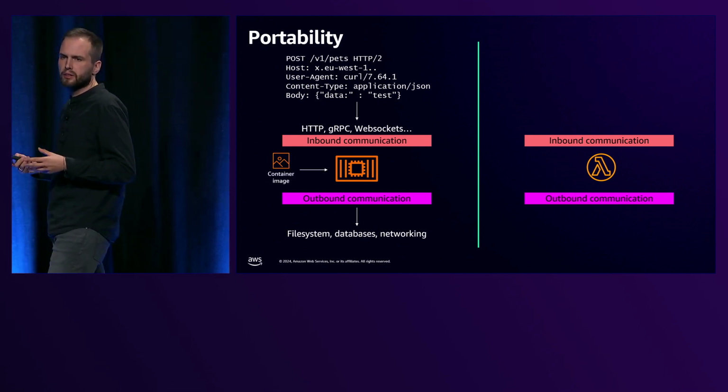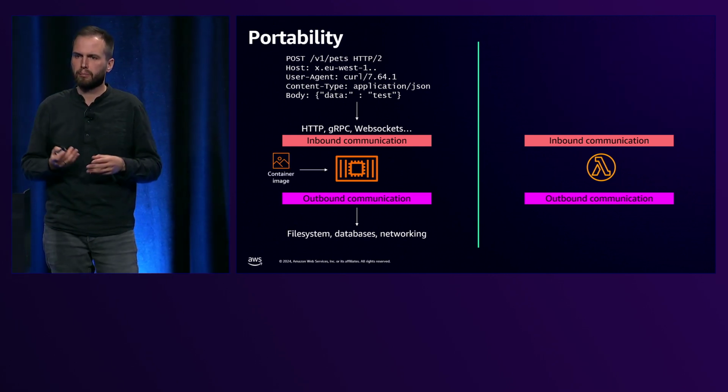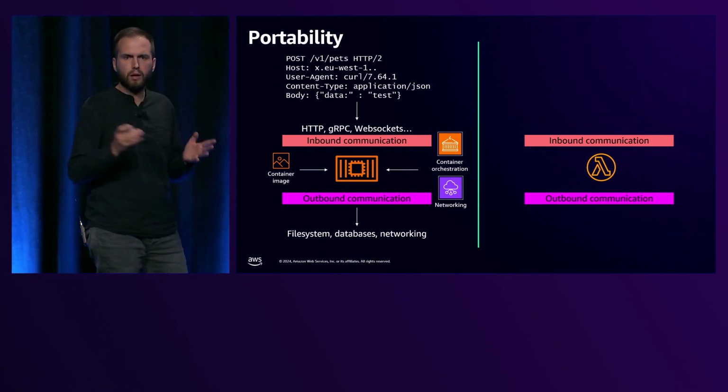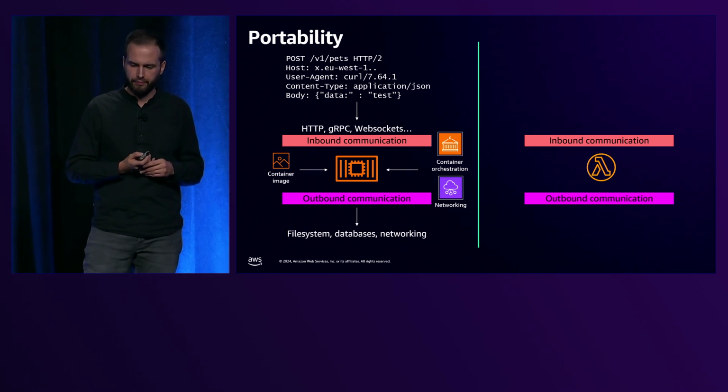And we've already covered the different parts of a container image that makes up that definition, as well as the container orchestration to scale it. So how does that look on the Lambda side?